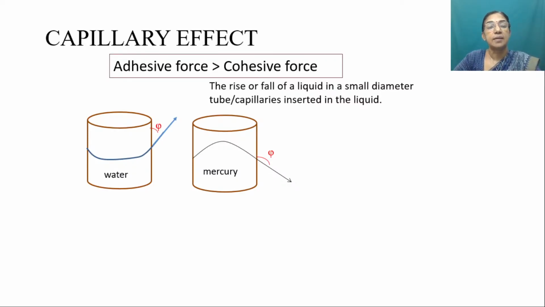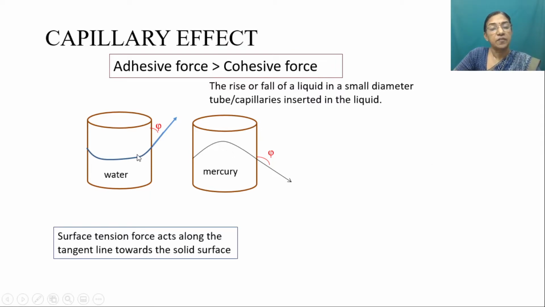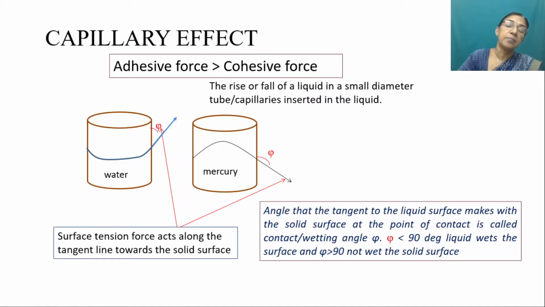Now let us discuss the capillary effect. Capillary effect means a rise or fall of the liquid. The surface tension force acts along the tangent towards the solid surface. Here also the surface tension force is acting along the tangent, which makes an angle phi with this boundary. The magnitude of the capillary effect can be determined by the angle of contact. The angle that the tangent to the liquid surface makes with the solid surface at the point of contact is called the wetting angle.